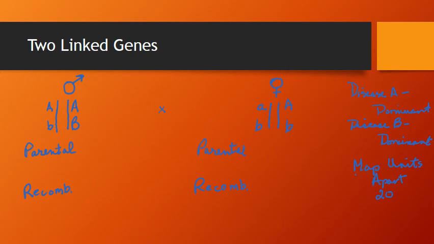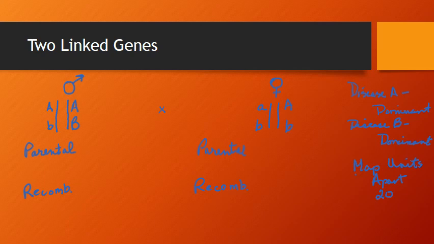Okay, we are going to be talking here about two linked genes. These two linked genes are A and B, and they are both dominant. So when a child inherits the dominant A allele, they will have the disease. When they inherit the dominant B allele, they will also have the disease.